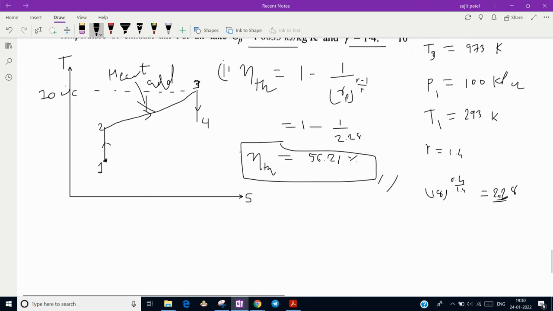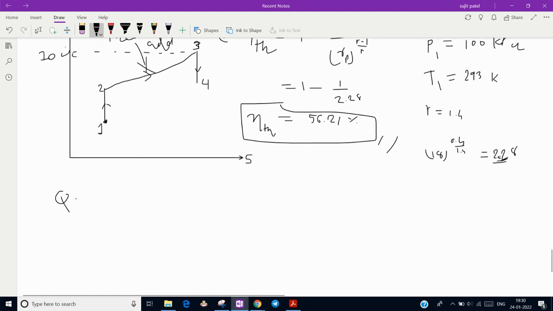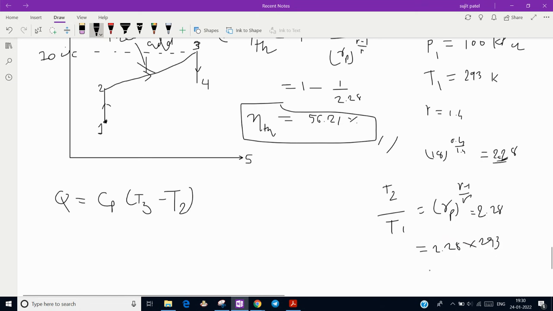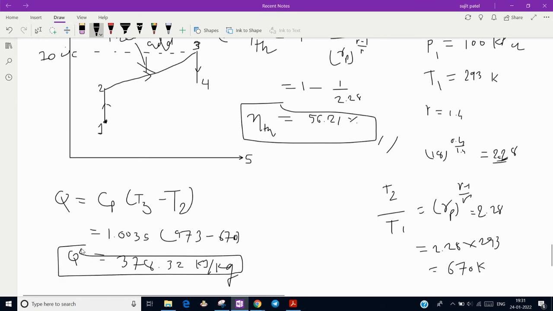The second thing is the heat addition. From 2 to 3 the process is heat addition. So the heat addition Q per unit mass is given by Cp times T3 minus T2. We have the value of maximum temperature T3, but we don't have the value of T2. As 1 to 2 is an isentropic process, T2 by T1 is equal to pressure ratio power gamma minus 1 upon gamma, which we know is 2.28. So just 2.28 multiplied by 293 Kelvin gives T2 as 670 Kelvin. Put in all the values: 1.0035 times 973, the maximum temperature, minus 670. You will get 378.32 kilojoule per kg of heat added in the system. So this is the answer of our second question.